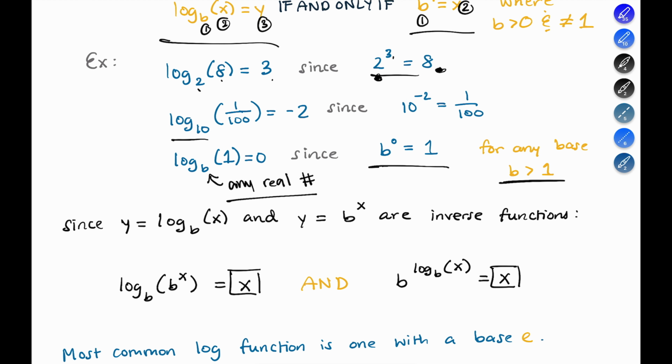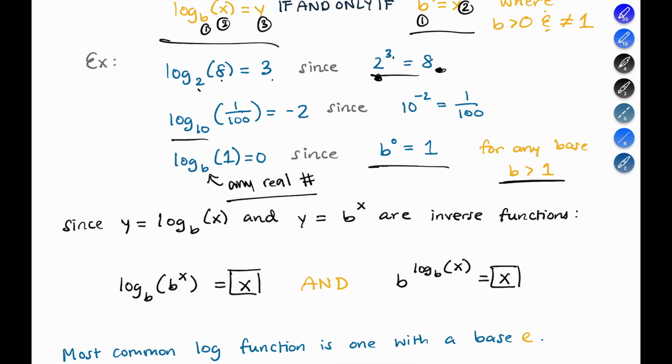And so since y is equal to log base b of x, and y is equal to b to the power of x, and they are inverse functions, we could use this rule that we learned in 1.4, which was inverse functions. If we take f of g of x, and f and g are inverses of each other, we should get x. And also, if we take g of f of x, then we should also get x. So it works the same with these two functions because they are inverses.